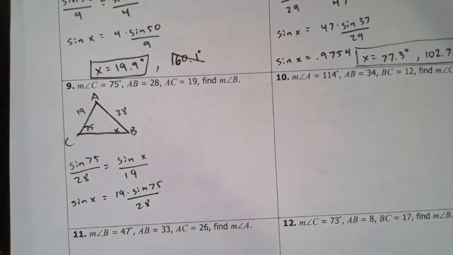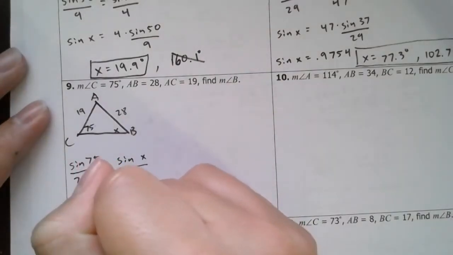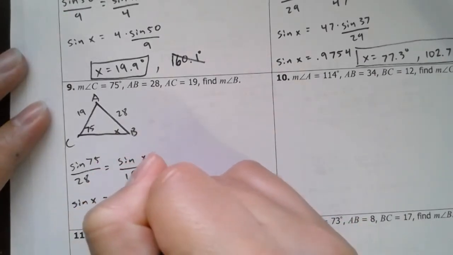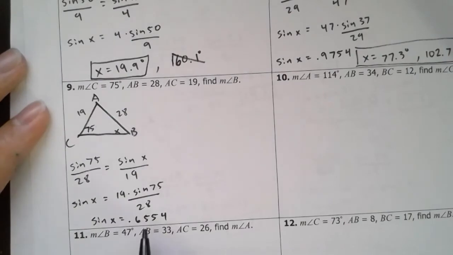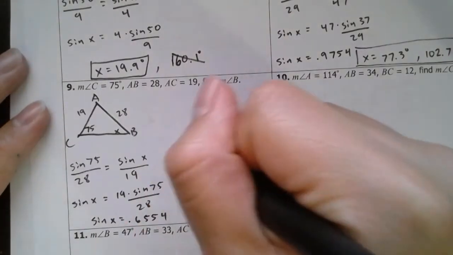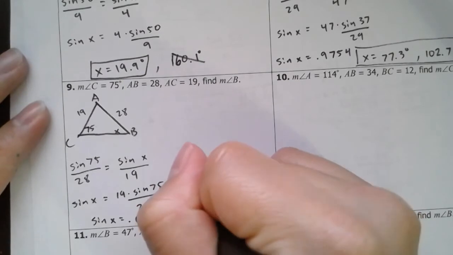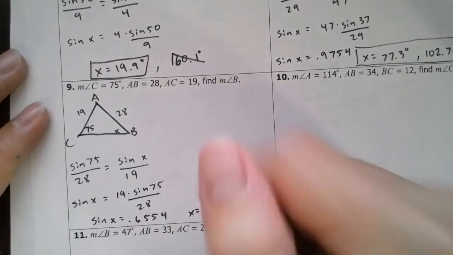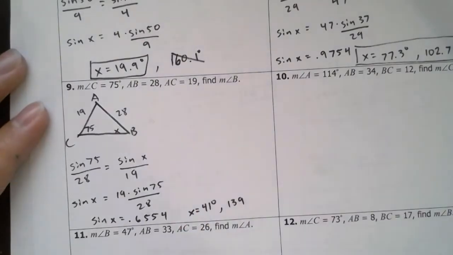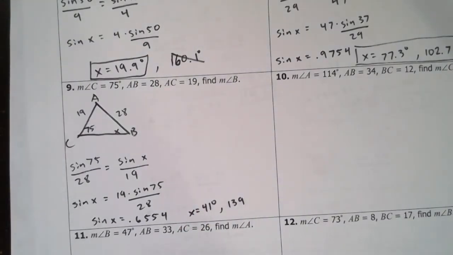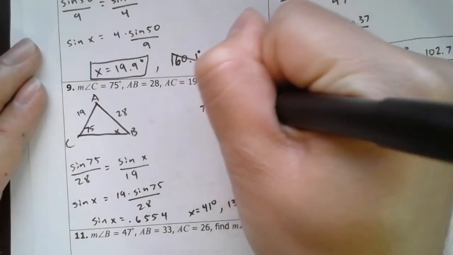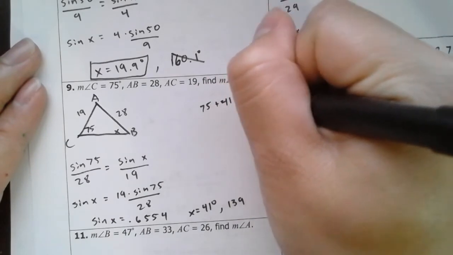And then when you put this in your calculator, you're going to get that the sine of x is equal to 0.6554. Take the inverse sine, and you're going to get that x, the angle, would be 41 degrees. If you subtract that from 180, you're going to get 139. So check, right? The one that was given was 75. If you add 41, that's less than 180.